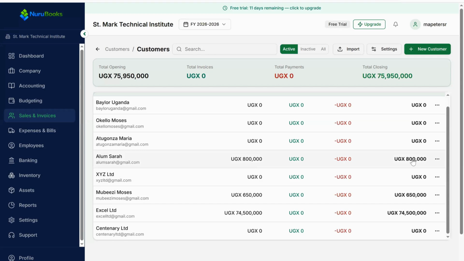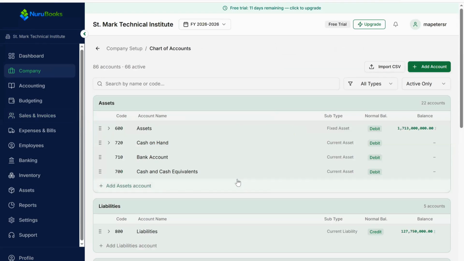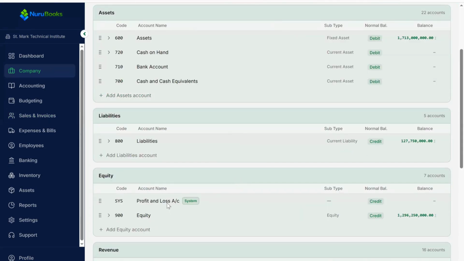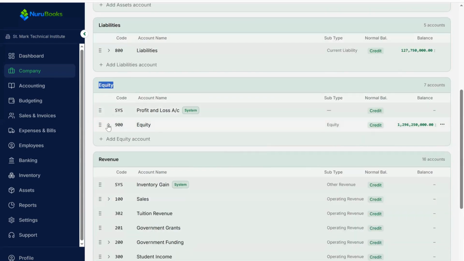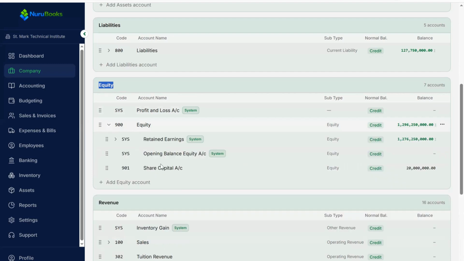So the credit has to go somewhere, of course, based on the rules of double entry. So where does the credit go? The credit, friends, goes to an account on the chart of accounts called opening balance equity. That is found under equity. So when you come here, under equity down here, you see an account known as opening balance equity.